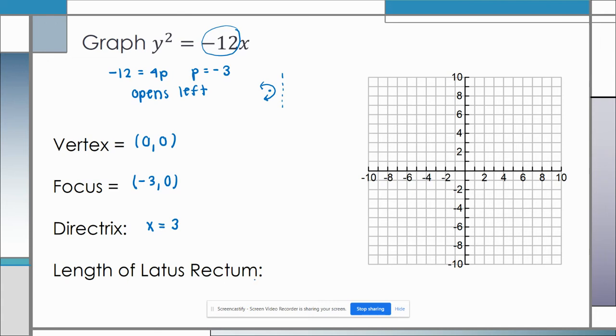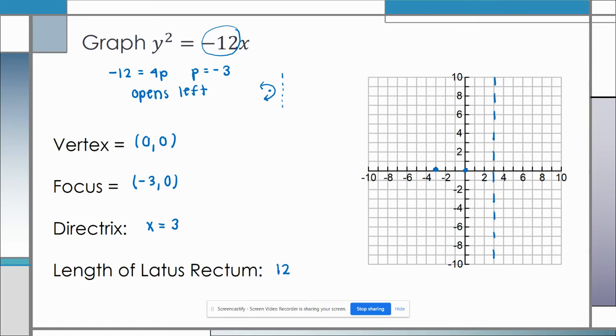The length of the latus rectum is the absolute value of whatever number was in front of the non-squared term. So the absolute value of negative 12 would be 12. So let's plot our vertex, that's at (0, 0). Plot our focus point, which is at (-3, 0). I can draw my line for my directrix. That would be this vertical line.